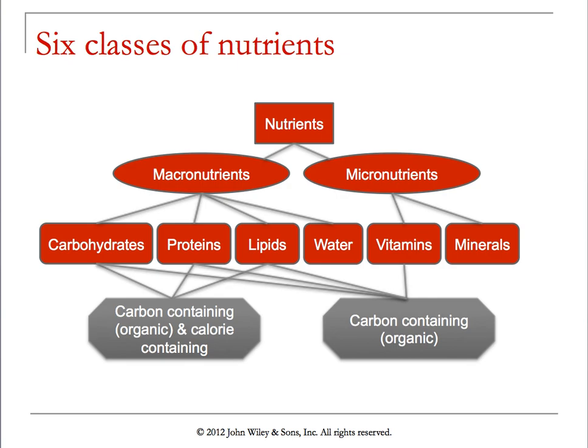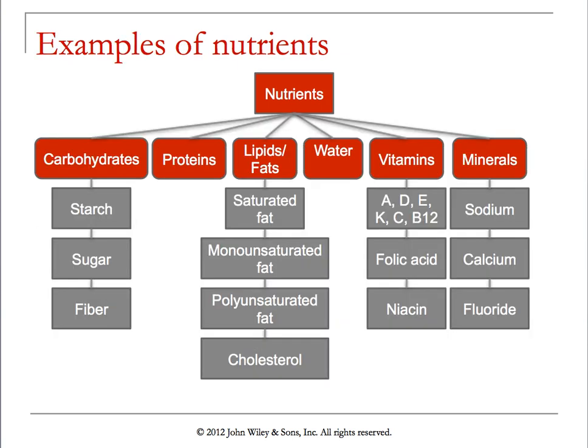On the right are micronutrients, which are vitamins and minerals, and you'll notice if you look ahead in your book, these 6 classes of nutrients: carbohydrates, proteins, lipids, water, vitamins, and minerals, we will talk about at length later on in this course. This slide is not anything that you need to memorize, but it's just giving you a few examples of nutrients in each of the 6 classes.